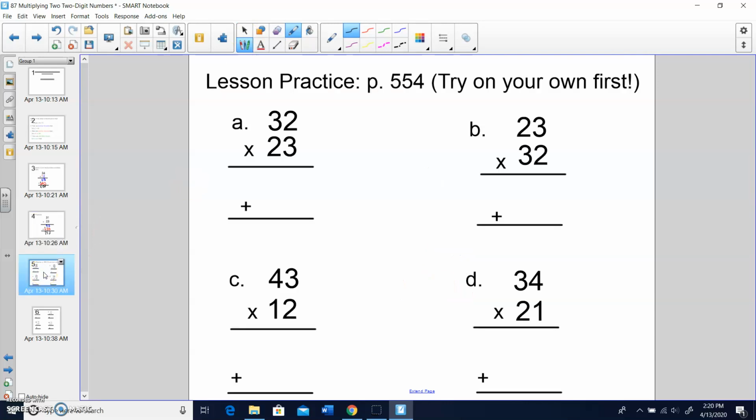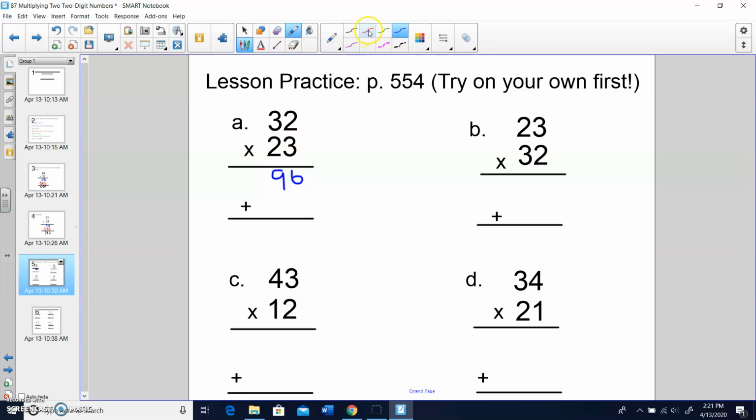All right, let's try the lesson practice on page 554. As I go, I want you to try first on whatever paper you have available to you or a whiteboard, and then we'll check your answer together. So go ahead and do A, 32 times 23. Okay, so starting with your ones place, 3 times 2 is 6, and 3 times 3 is 9.